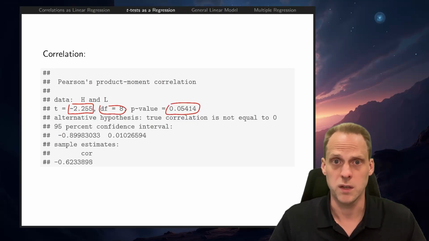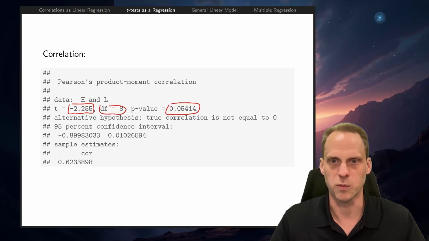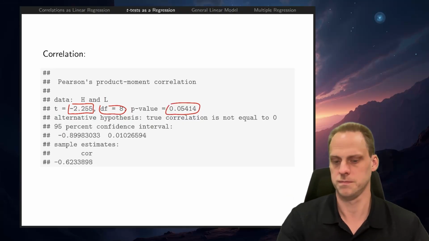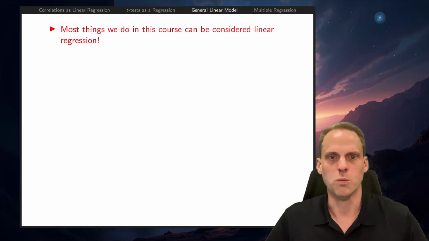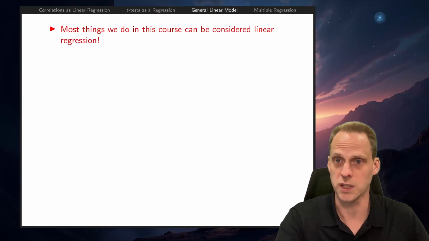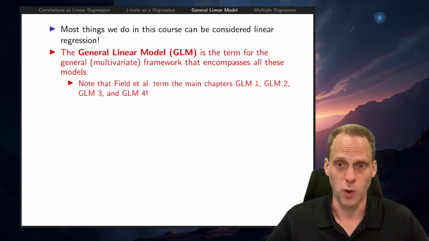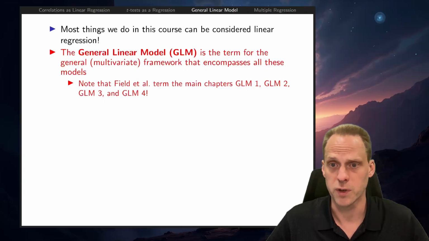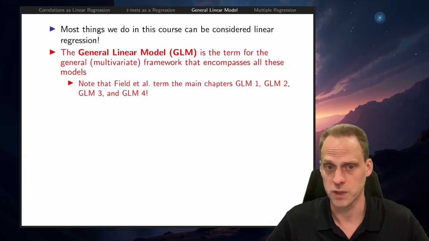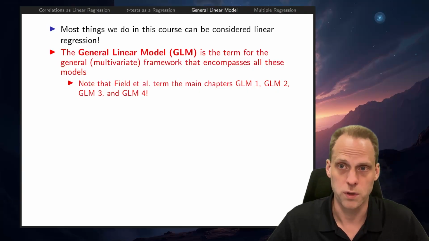That is why in Field, the book actually has only chapters GLM1, GLM2, etc., because everything is the linear model, everything is a regression. So most things we do in this course can be considered a linear regression model or general linear model. This general linear model is a term for the general multivariate framework that encompasses all these models. Right? So Field actually mentioned GLM1, GLM2, GLM3. That's because it's all GLM.